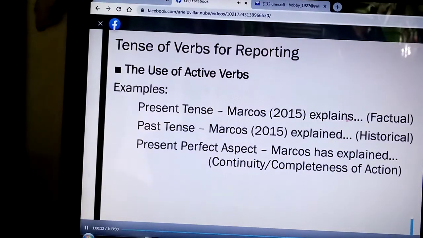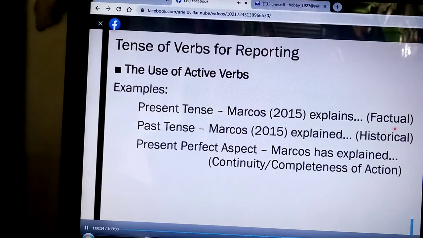Pero pag ina-explain niya, factual idea, totoo siya, so, present. If it is continuing up to now, so gamit kayo, basic na English grammar lesson, present perfect tense. Marcos has explained. So, yun. If you are talking about what happened in the past and then continued, completed up to the present.